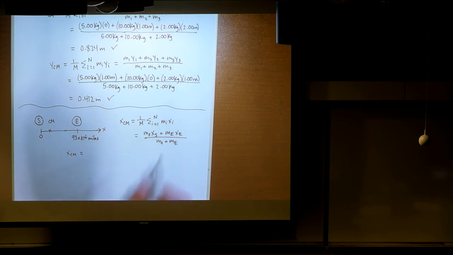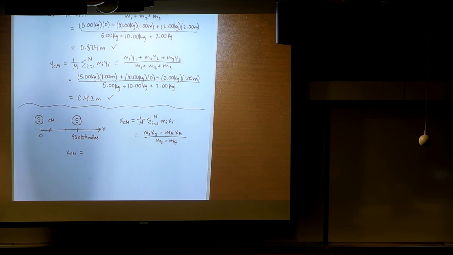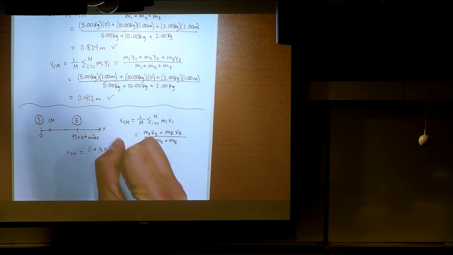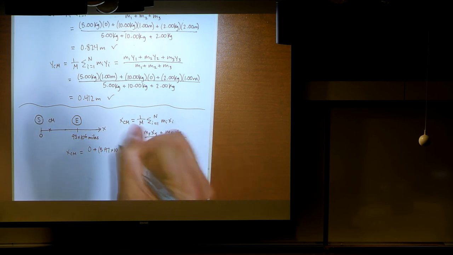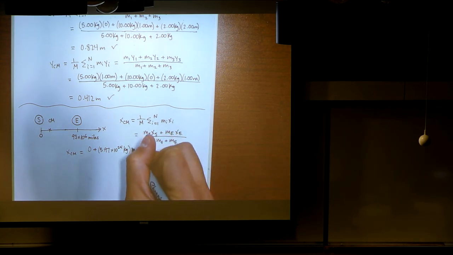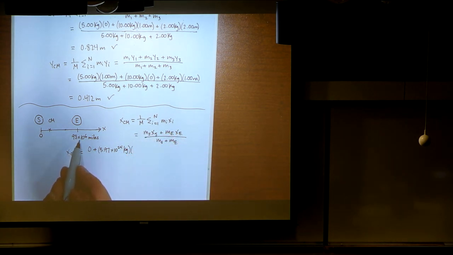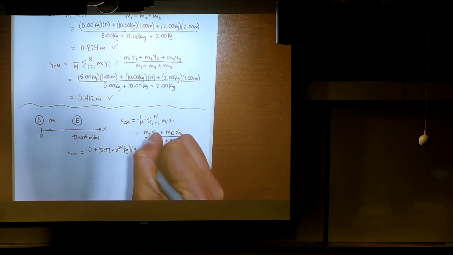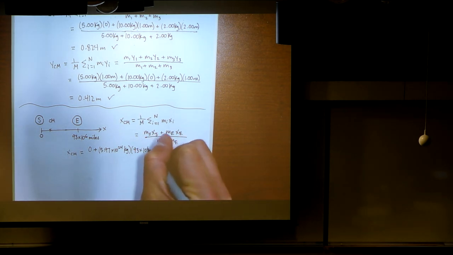What is my first term on top going to equal? It's zero because I put the Sun at the origin. So whatever the mass is, I'm multiplying it by an x value of zero. Okay? And then what's the mass of the Earth? That's 5.97 times 10 to the power of 24 kilograms. And then the x coordinate of the Earth is just how far it is from the Sun. That's 93 times 10 to the 6 miles.